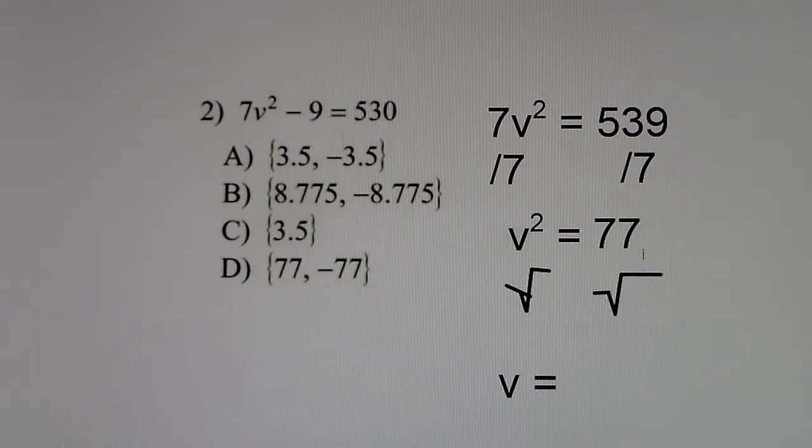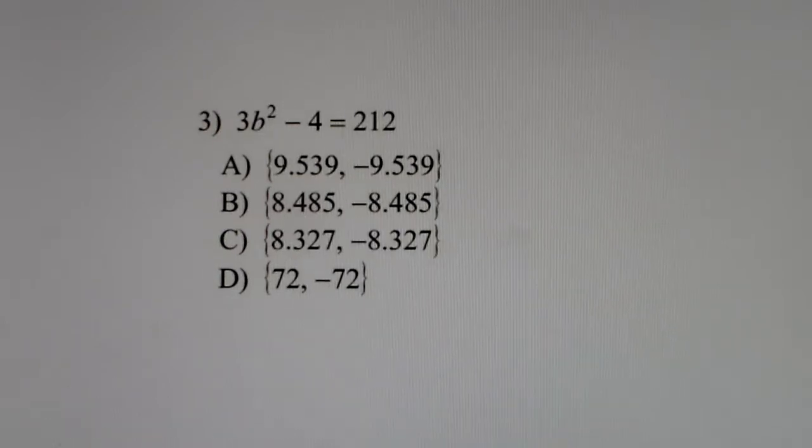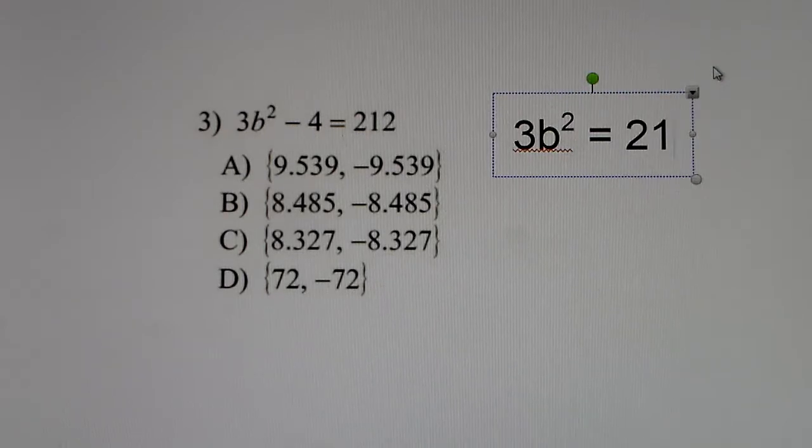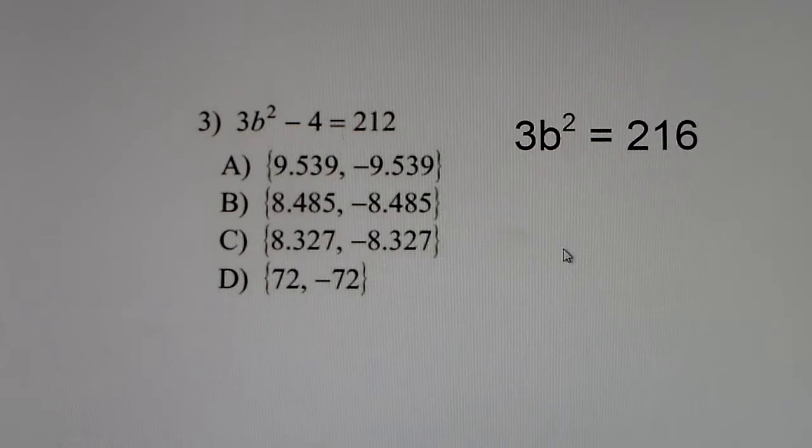Because the square root of 77 is 8.775. And we have to also include the negative case. That's why we have that second number there. Alright, number 3. Same story. We add 4 to both sides. So we're going to get 3b squared is equal to 216. We divide by 3 to both sides.